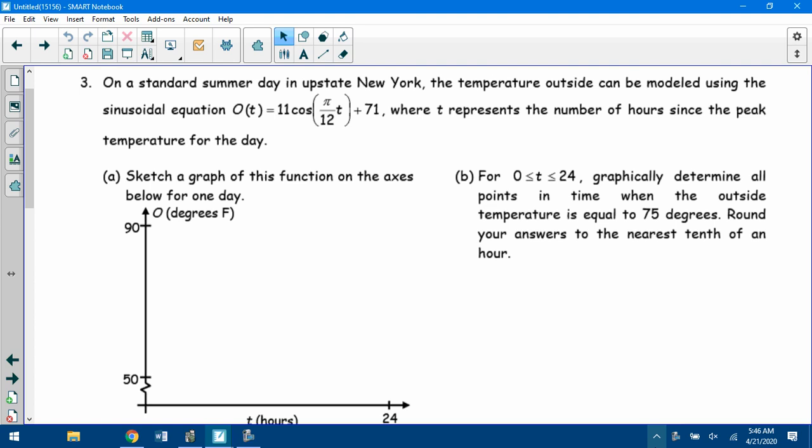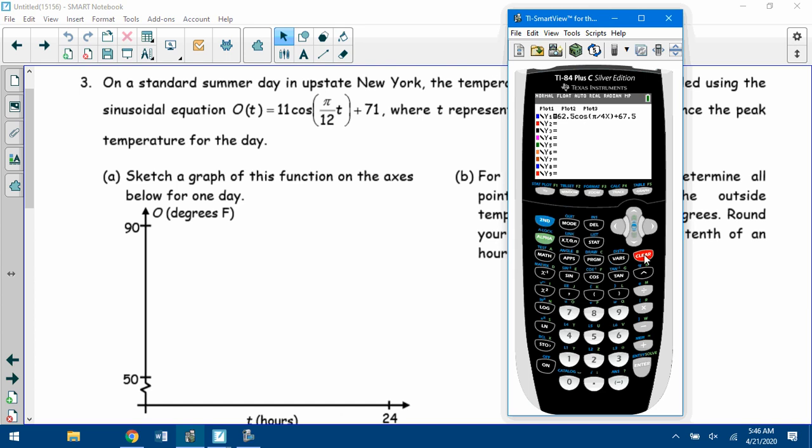Okay, well, I would assume that most of you know to go to y equals and plug in this equation. So it's 11 cosine of pi over 12 x, close the parentheses, plus 71. A couple of you talked about having straight lines. That's because your mode's wrong. Make sure your mode is in radians because we got pi's involved, and anytime you do a graph, it should be in radian mode. And then make sure your window's set up right.